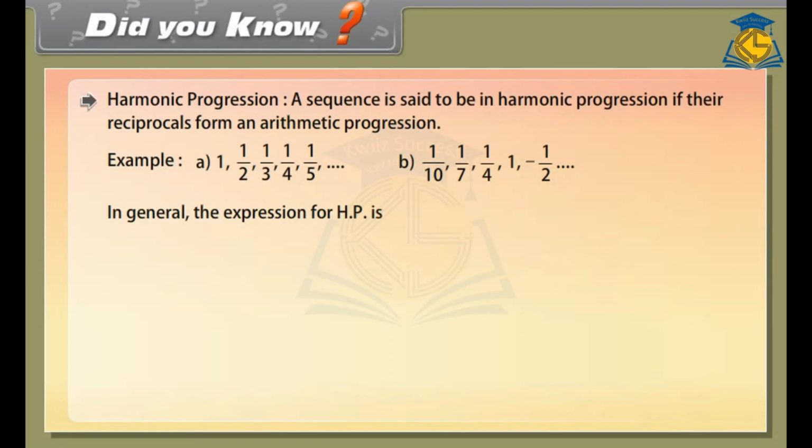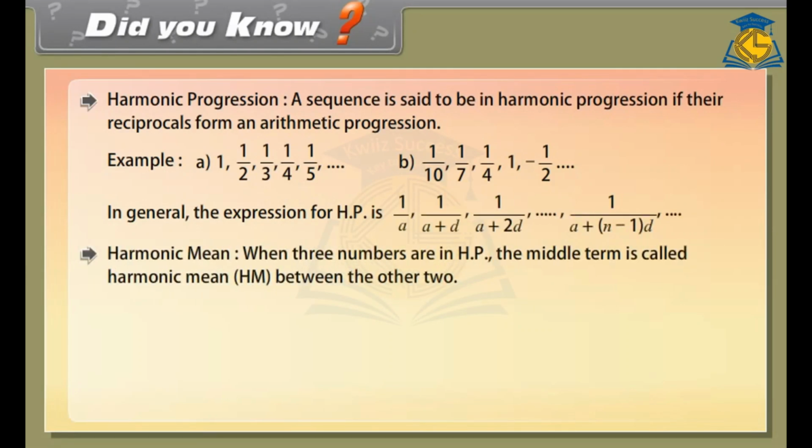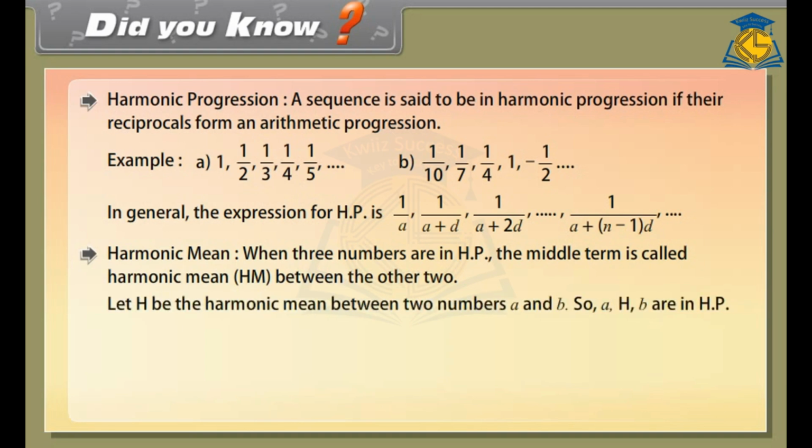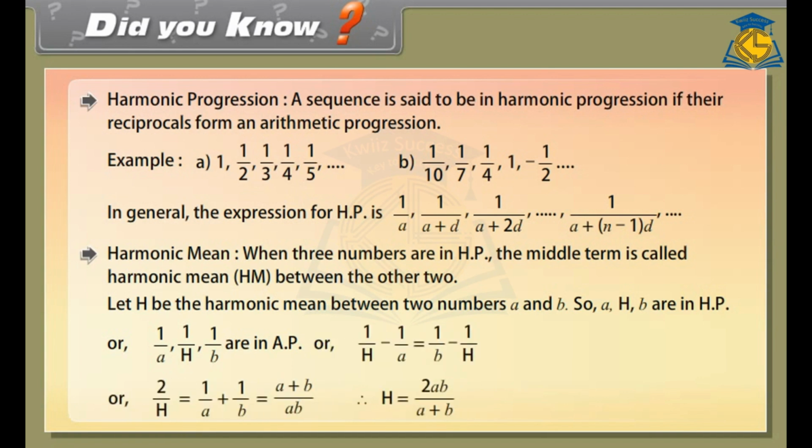In general, the expression for HP is as follows. Harmonic mean. When three numbers are in HP, the middle term is called harmonic mean between the other two. Let H be the harmonic mean between two numbers A and B. So, A, H, B are in HP, or 1 by A, 1 by H, 1 by B are in AP. Therefore, H is equal to 2AB divided by A plus B.